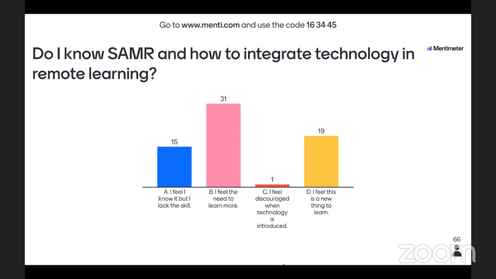Thank you so much for those people who answered. I really appreciate it. And let's try to dig deeper into what SAMR is and how exactly this would be relevant in integrating technology for remote learning.